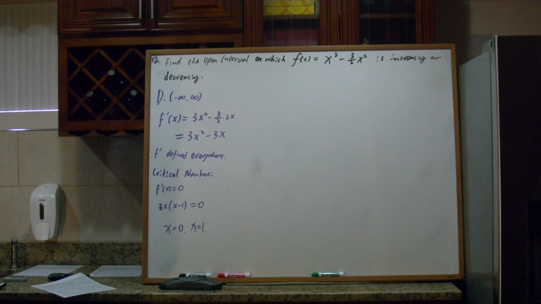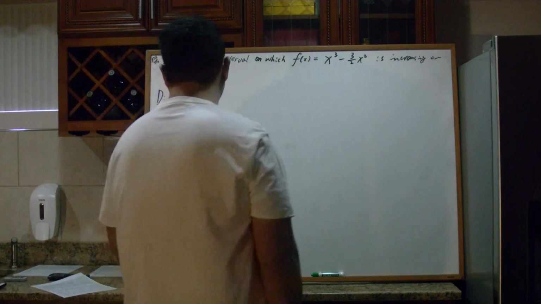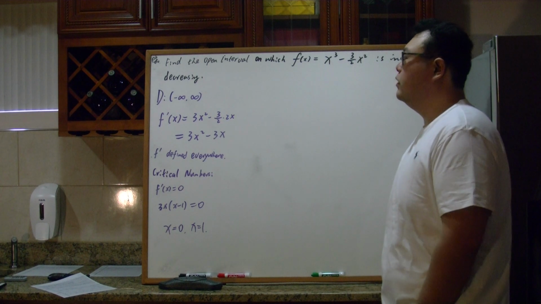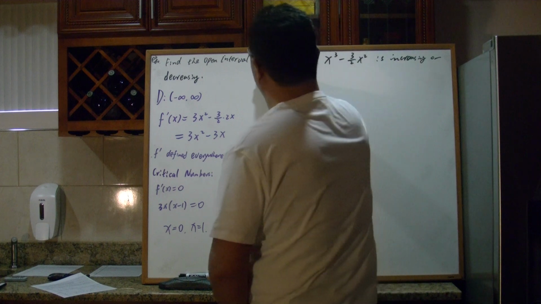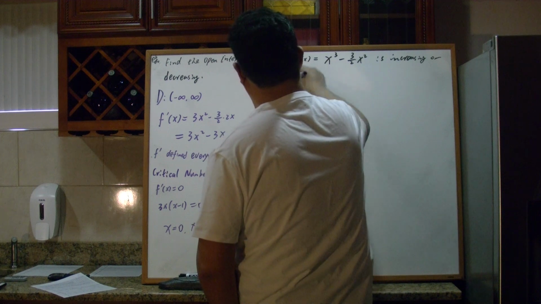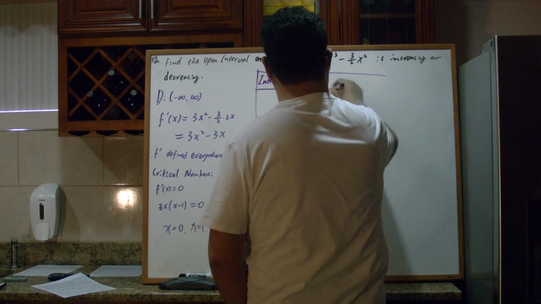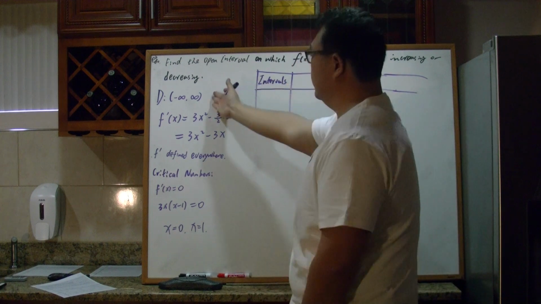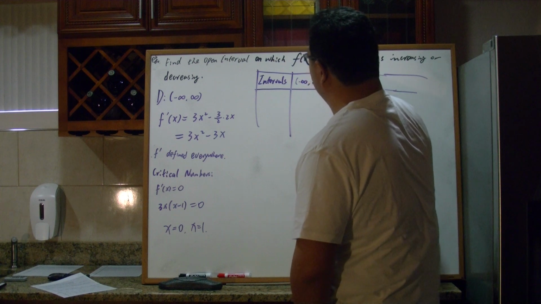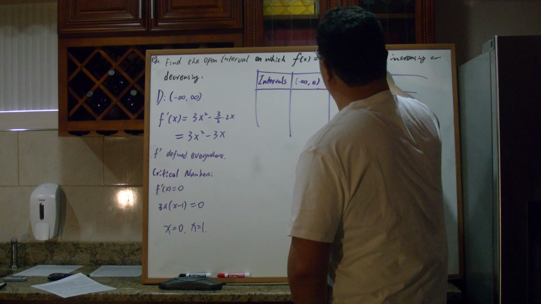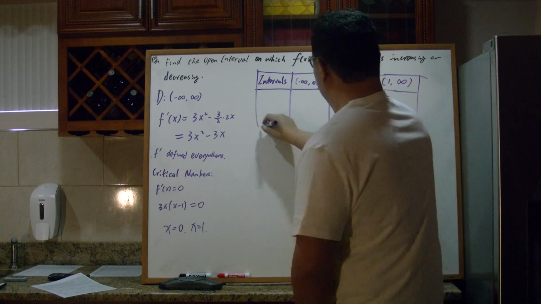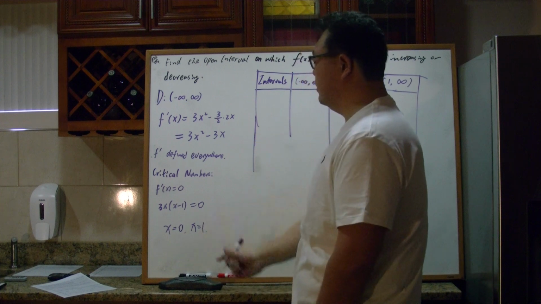Then after that we don't need to find anything else, only the increasing and decreasing intervals. So we have the intervals, which are a cut of our domain, right? The 0 and the 1 are cut. So negative infinity to 0 is the first interval, 0 to 1 is our second interval, and 1 to infinity is our third interval.